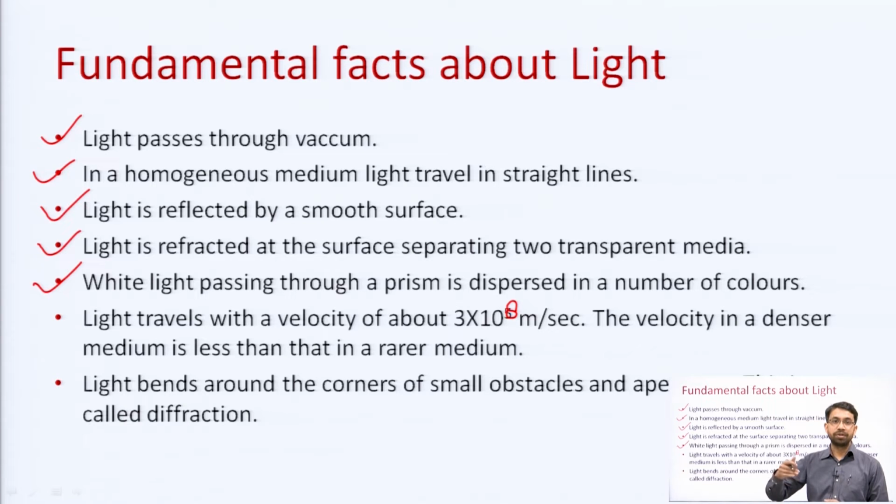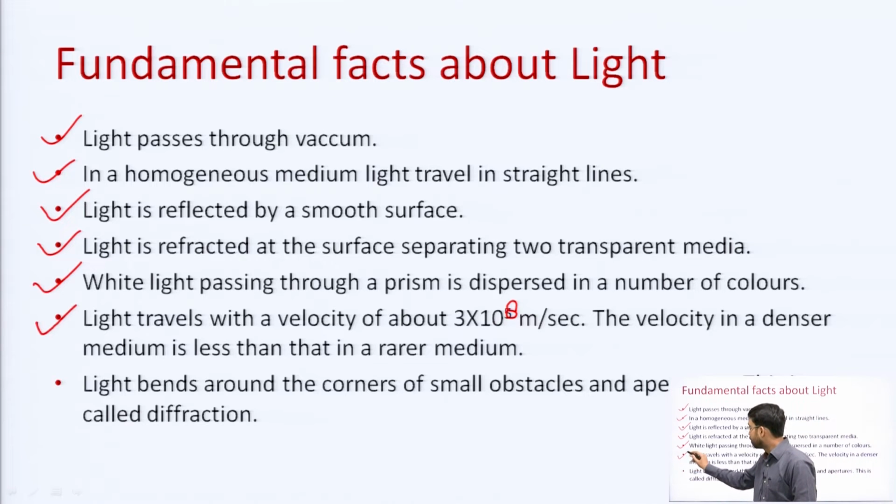Similarly, velocity of light in vacuum is more and in air it is less. This is the velocity of light in vacuum, 3 into 10 to the power 8 meters per second. It depends on the refractive index of that medium. If refractive index is more, then velocity is less. This is also a fundamental fact that we already know through different experiments. These things are already proven.